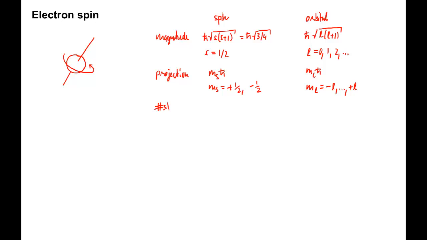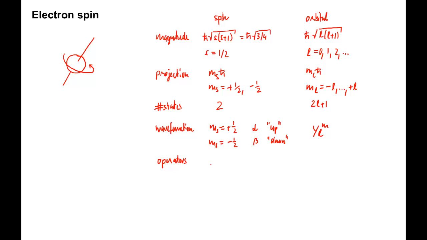Now, what about the number of states? There are a total of 2 possible states for the spin, just as there are 2L plus 1 possible states for the orbital angular momentum. The spin wave function for the stationary state for ms equals plus 1/2 is just denoted by alpha, or called spin up. For ms equals negative 1/2, it's called beta, or spin down. The wave functions for the orbital angular momentum, of course, are the Y L M, the spherical harmonics.